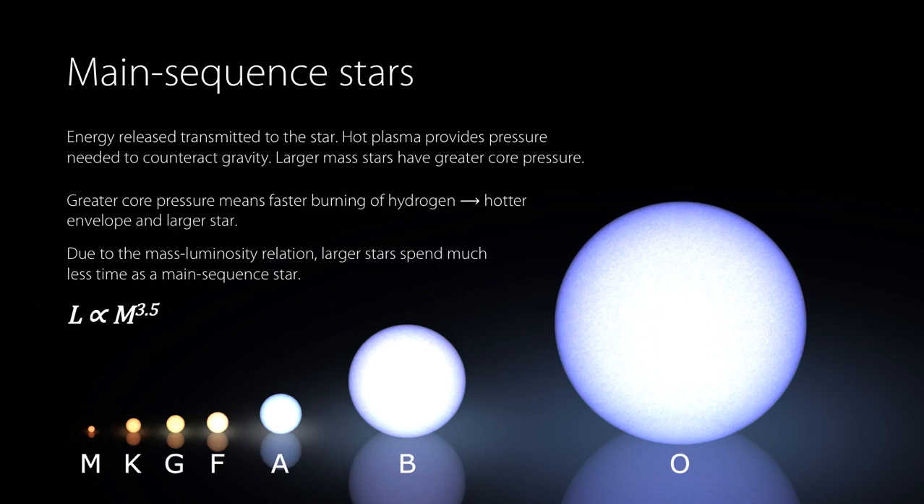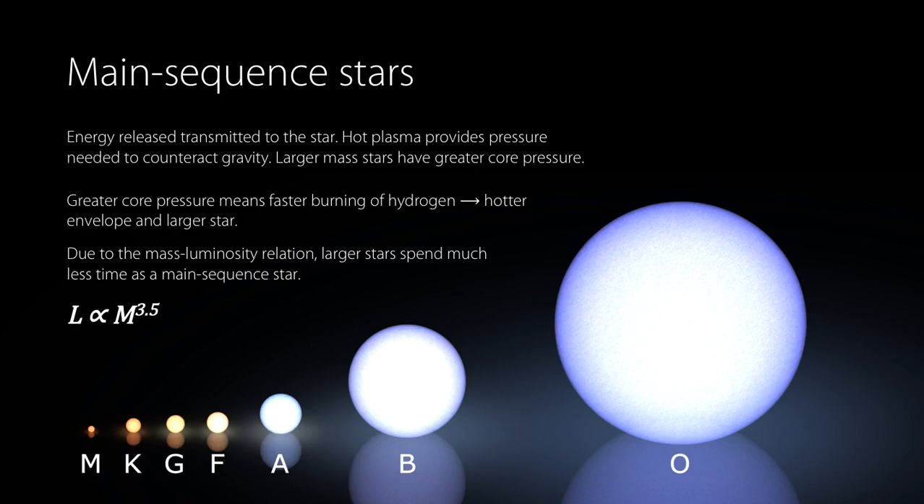So the main sequence is the adult life of a star, but how long it spends as an adult, hydrogen burning, depends very much on its mass, because the larger stars burn through their fuel a lot quicker. M class, the faintest and smallest main sequence stars, can last for trillions of years, whereas the huge O class stars maybe only a few billion years, if that.